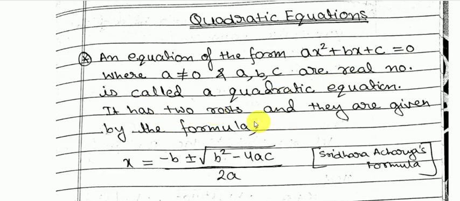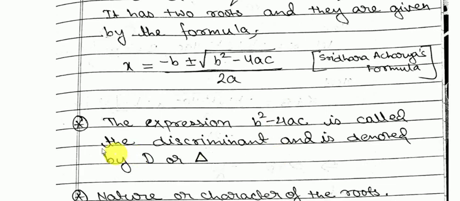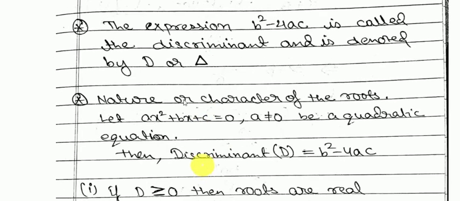It is given by the formula: minus b plus minus square root of b square minus 4ac, by 2a, where b square minus 4ac is called the discriminant. It is denoted by capital D or this small triangle, called delta, and this discriminant helps us to decide the nature of the roots.